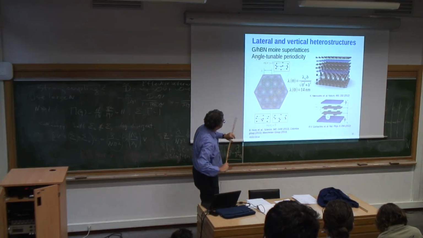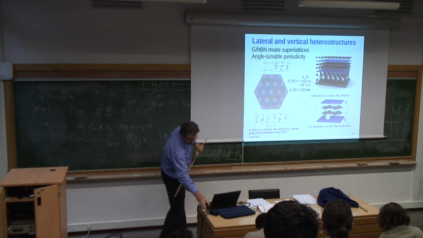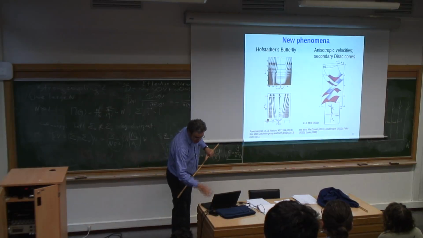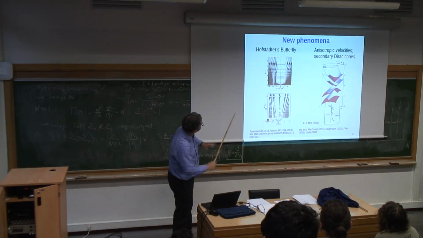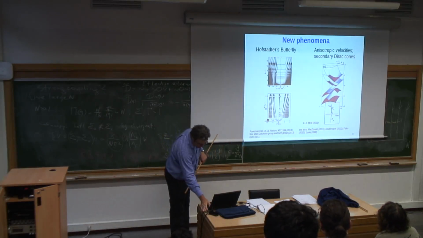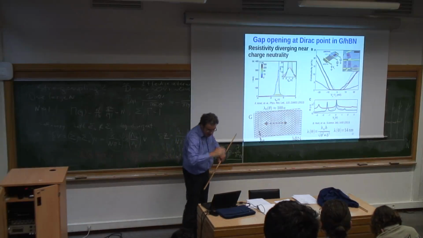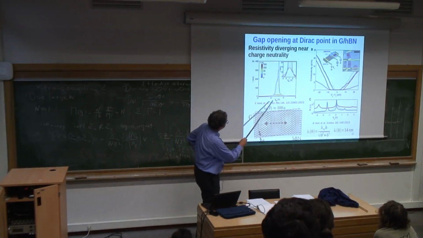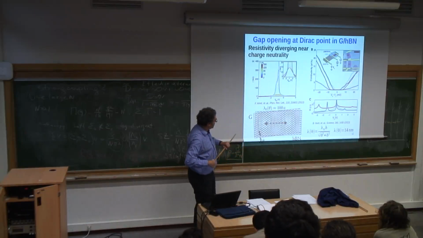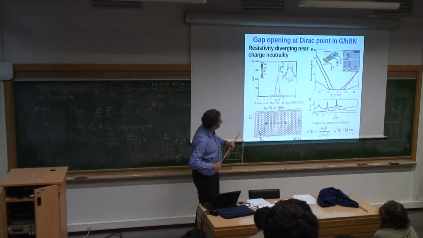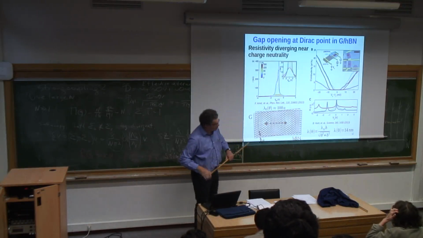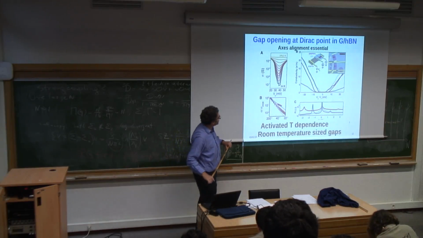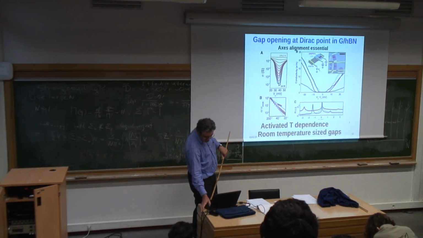So you can control periodicity by angle alignment, and then you see various new phenomena that we discussed, also ones that we didn't discuss. But Philip Kim will be here next week, and he'll surely talk about this and probably also about that. Right, and so my interest is this gap that opens up, which is seen from activation transport at the Dirac point, and then the gap can be measured as a function of alignment angle, and you see two things. First of all, you see that the gap is of a few hundred Kelvin size, and also axis alignment is essential.